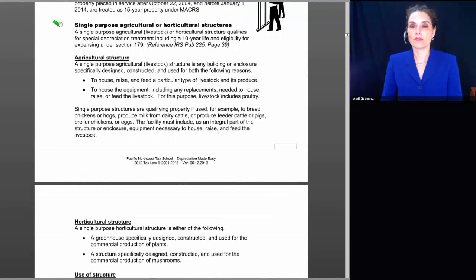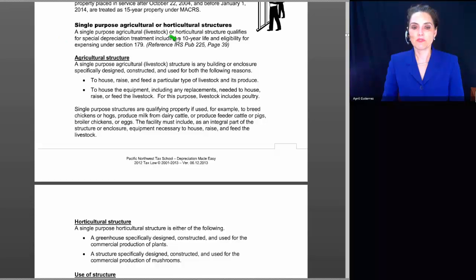Single-purpose agricultural and horticultural structure. You may have been wondering what those are. A single-purpose agricultural structure is used for livestock, and horticultural structures are used for plants, growing things that grow. And they qualify, both of these, single-purpose agricultural and horticultural structures qualify for special depreciation treatment, including a 10-year life and eligibility for expensing under Section 179.